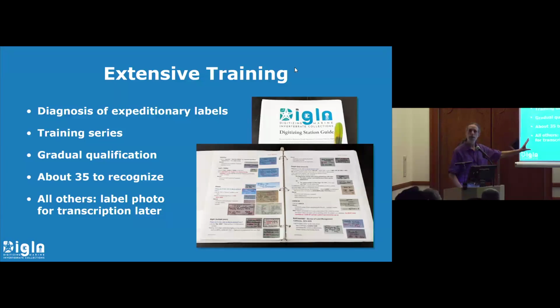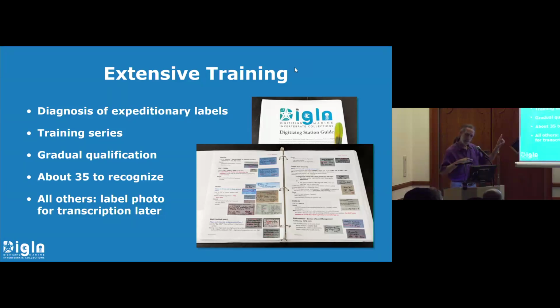There's this manual that exists that they are using on a daily basis. This shows about 4 or 5 of the expeditions and the variety of labels that exist within each of those expeditions. So this is the basic expectation we have of the work study students that work with us. For all other expeditions, if you don't recognize it, you take a photo and it gets dealt with later.